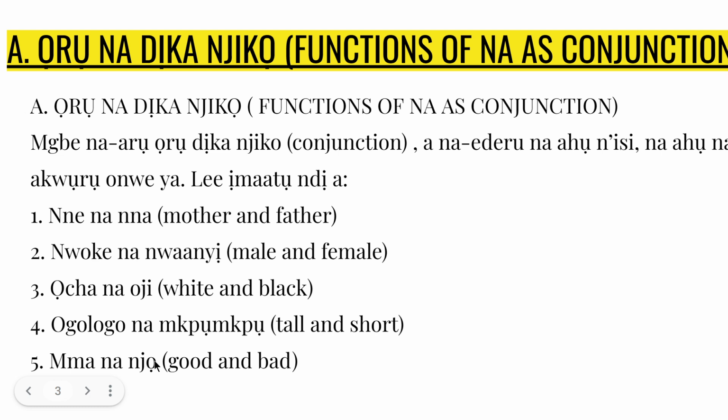And then the last one we have here is mma na njọ. Good and bad. That is, na joined good and bad together. Are you following? If you have any question, you let me know.